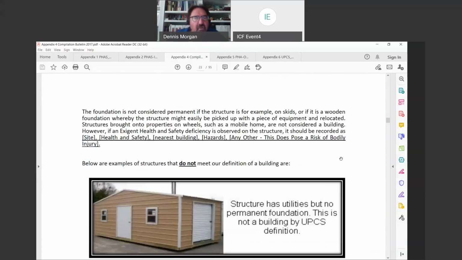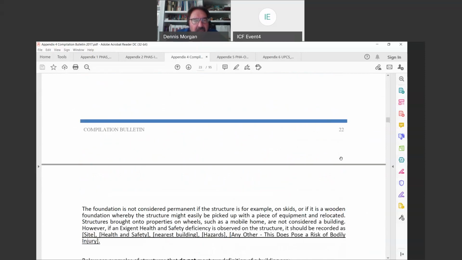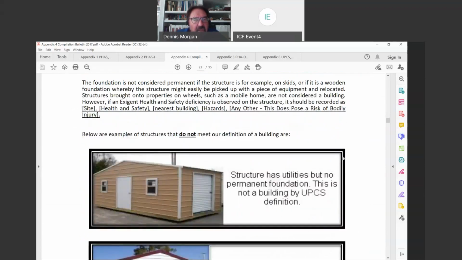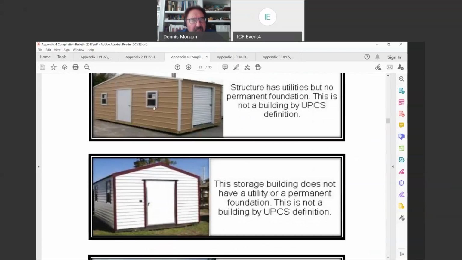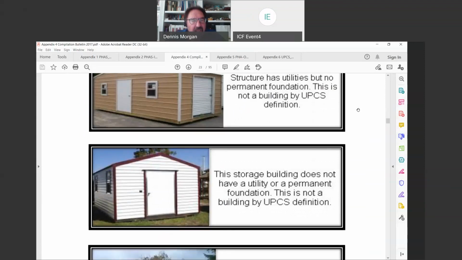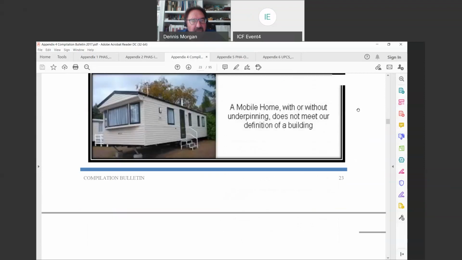If I also have structures out here that, let's say, are on my site and don't have utilities to them and no permanent foundation, they're not considered a building in the UPCS protocol. However, they are still subject to inspection under health and safety items. So it's not recorded as a building, but it is subject to the inspection under health and safety. For example, let's say I had a broken window on that particular structure. Well, a broken window is also creating a cutting hazard. A cutting hazard is a health and safety issue, and if it's observable, it is then a deficiency as well.